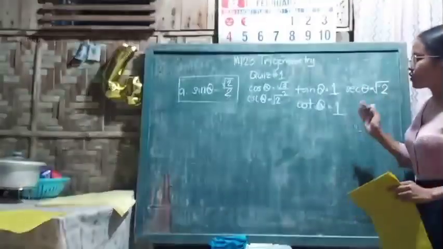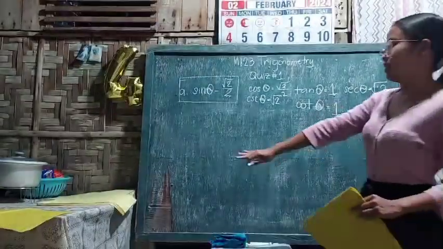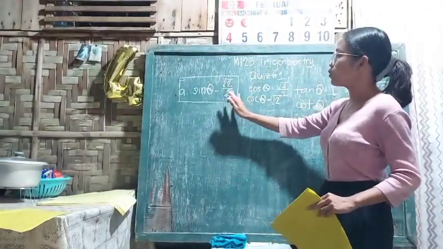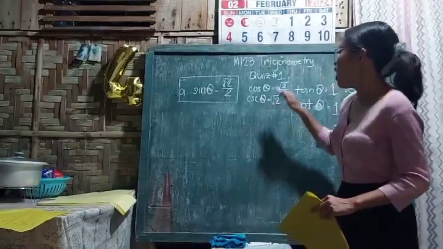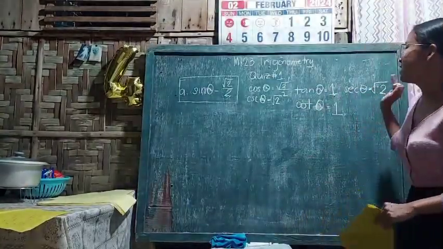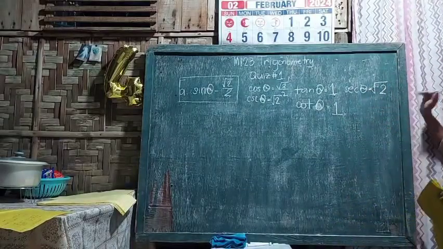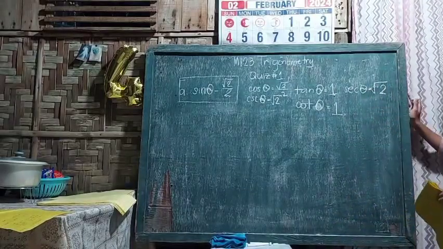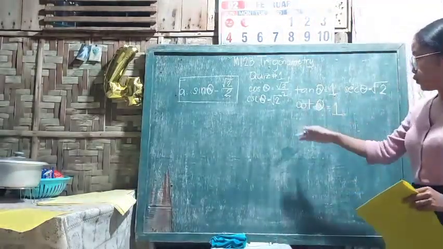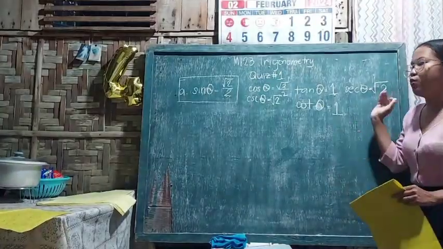So now the 6 trigonometric functions are complete. Our sine theta is equal to square root of 2 over 2. Our cosine theta is equal to square root of 2 over 2. The tangent theta is equal to 1. The secant theta is equal to square root of 2. Our cosecant theta is equal to square root of 2. And the cotangent theta is equal to 1.